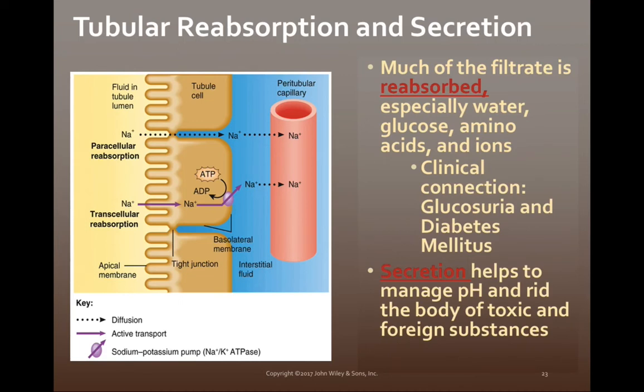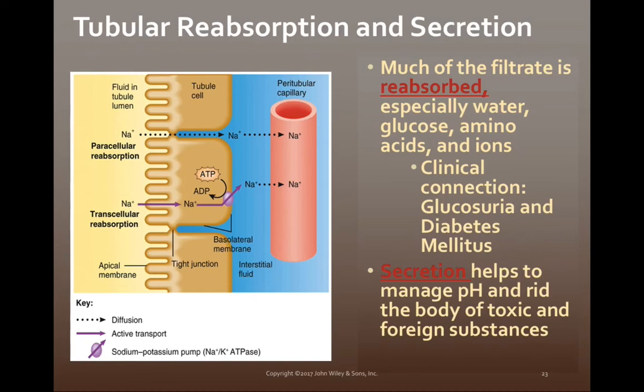So what we're going to see is that water, glucose, amino acids, and ions are all going to be reabsorbed throughout the different components of the renal tubule. Normally, just about 99% of all of the water that is filtered out into the Bowman's capsule will be reabsorbed. This explains how we can filter out these massive amounts of fluid, but not actually lose that much fluid.